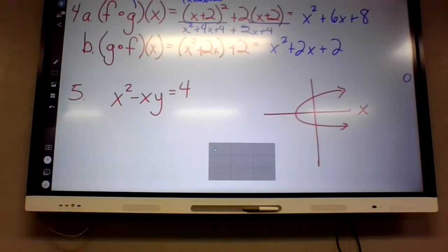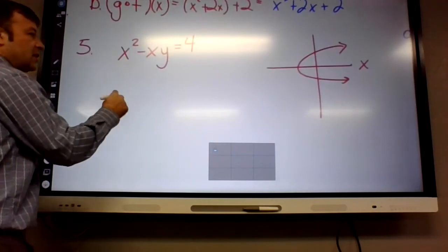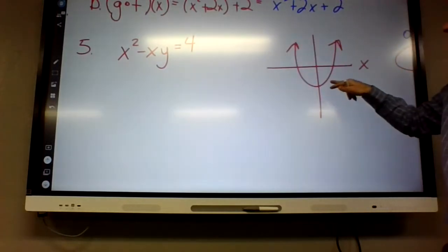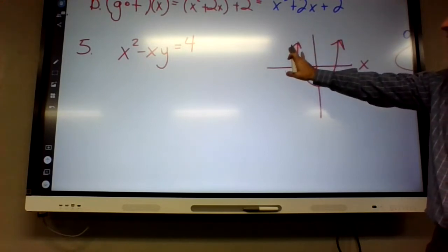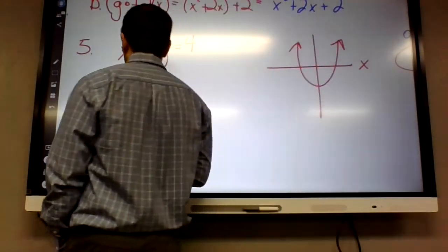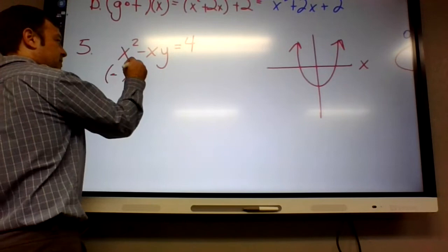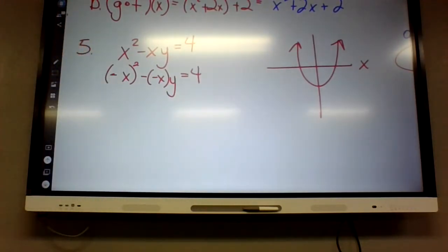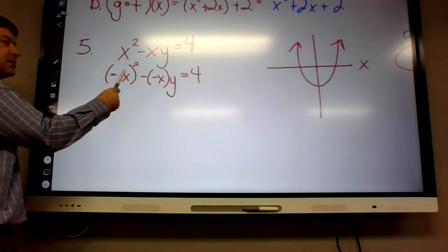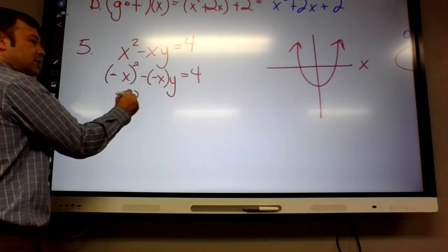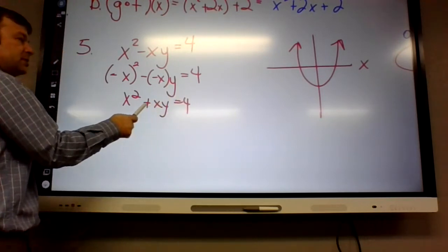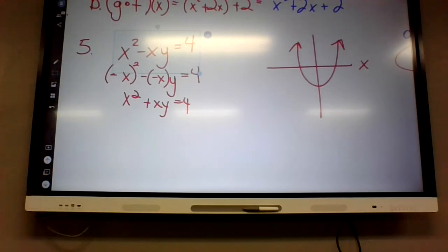So guess how I'm going to tell if it has symmetry over the y-axis? Well, if it has symmetry over the y-axis, it might look something like that. For every positive x value, there's a negative x value that's the same. So if you switch the x values and the function comes out the same, it has symmetry in the y-axis. What's negative x squared simplified to? Minus xy? Is that the same as the original equation? No. The minus became a plus. So there is no symmetry.